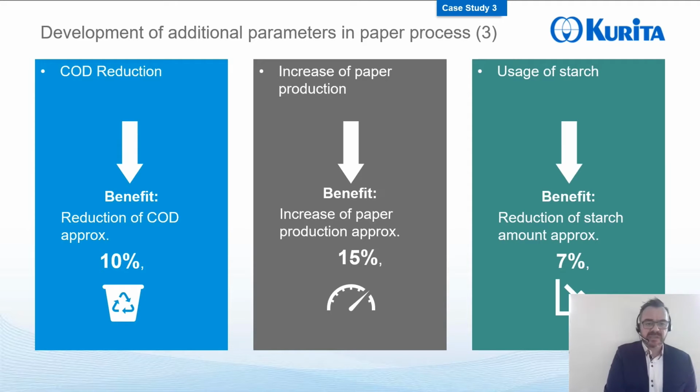Because now the customer is able to increase the production. We see that the customer was able to increase the production roughly 15%. We reduced the COD, meanwhile we are at more than 10%, but the biggest advantage we achieved in this application was the usage of starch. Due to the fact that the initial strength of the paper was increased, also the SET values were very good and the customer was able to reduce the starch by up to 7%.